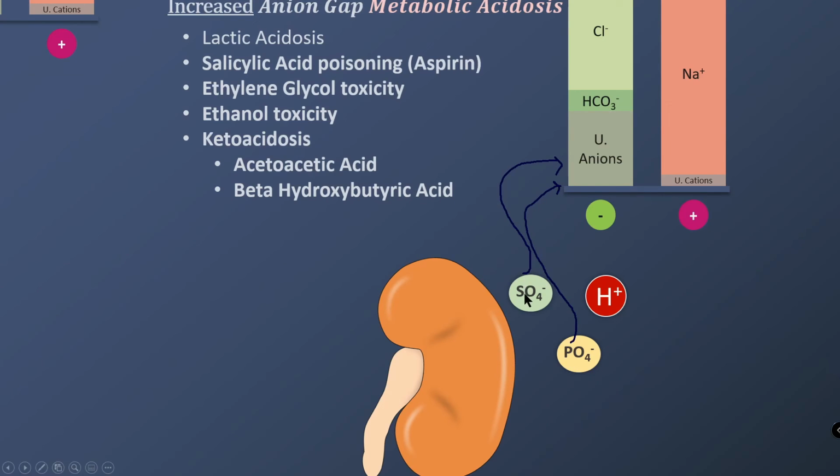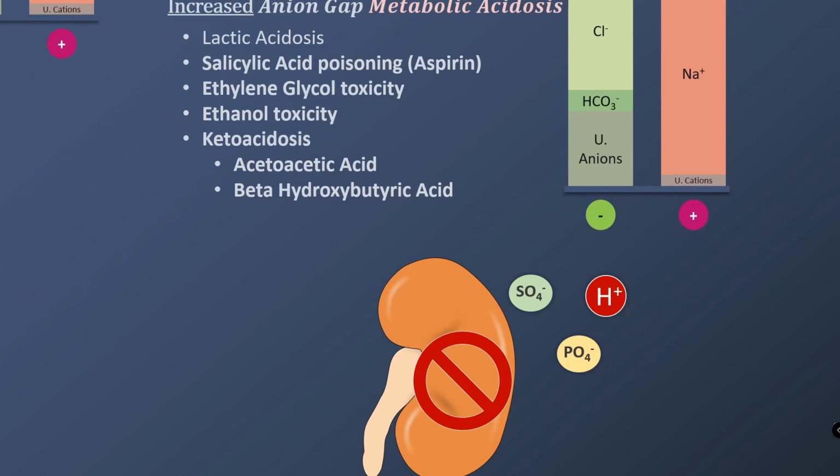Now it's the kidney's responsibility to get rid of these unmeasured anions, sulfate and phosphate, as well as it's the kidney's responsibility to get rid of this acid, these protons, right? Now what will happen if the kidney fails to do its task, if kidney failure is there, what will happen?